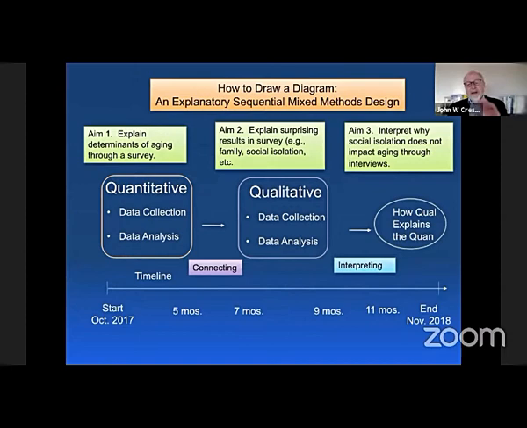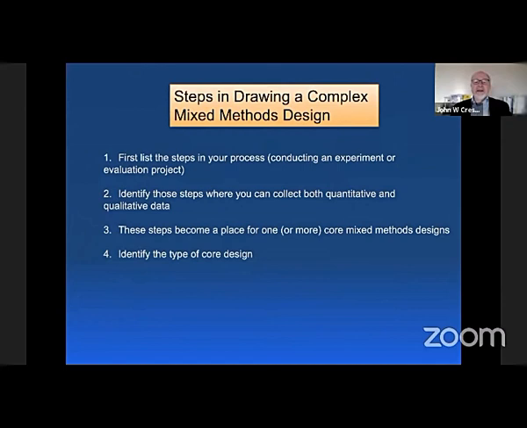Now, what you're finding in the publications of mixed methods research are many diagrams of the designs. In fact, it's become a rather standard practice in the mixed methods field. You need a diagram. Now, if you're doing a complex design, let's say you're putting a core design into a participatory action research study, or in an experimental study, or evaluation project. Here are the steps in drawing this design.